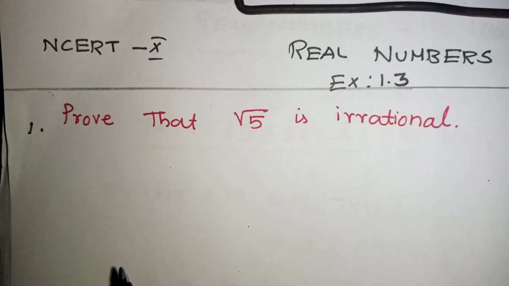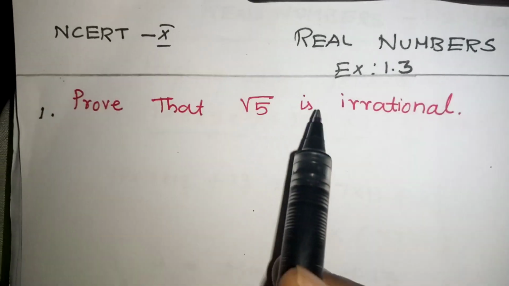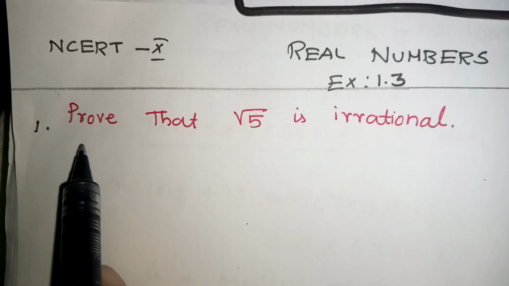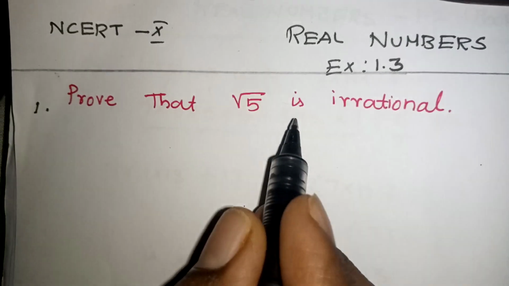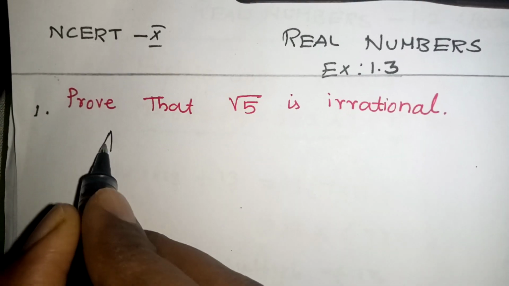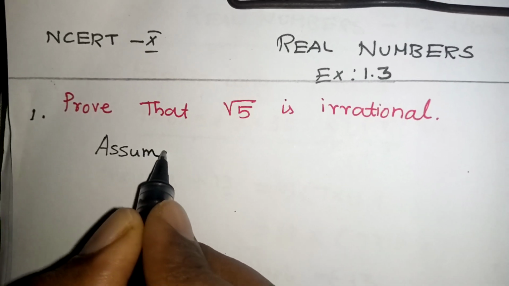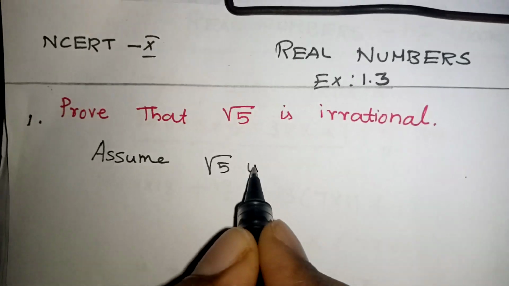Hi students, in this video we are going to learn about exercise number 1.3 question number 1. Prove that root 5 is irrational. So let us assume first that root 5 is a rational number. First we are going to assume that root 5 is rational.